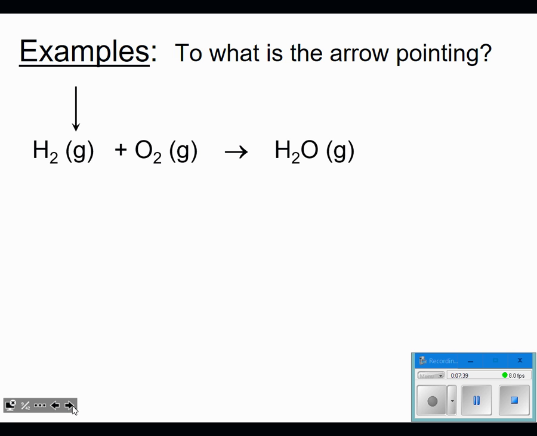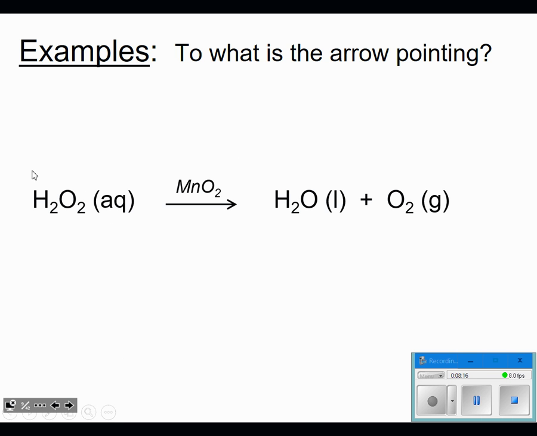Okay, so what's the arrow pointing to? Hopefully you're saying the G, which stands for that this is in a gas form. So the hydrogen is in a gas form. This is pointing to all of the elements that are on the left side of the arrow, which would be our reactants. This is pointing to our arrow that is in between what we start with and what we finish with, and it stands for yields.